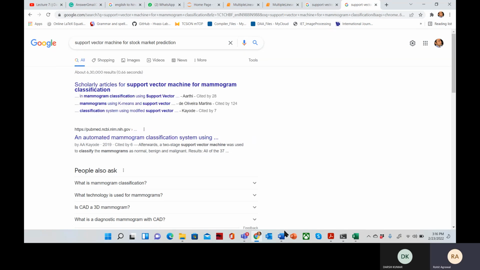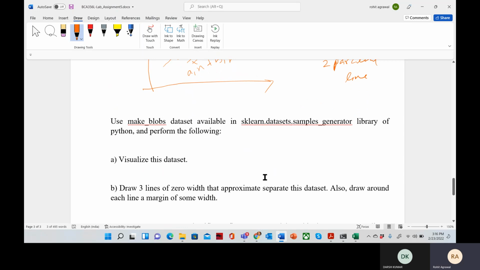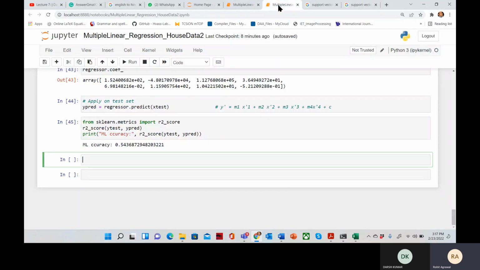Yes, sir. Right? So our next question is related to classification. We are using a dataset that is available in sklearn.datasets, sample generator. First I will show you this data set, then we will visualize it, and then I will show you the working of the support vector machine. So see, coming to here.